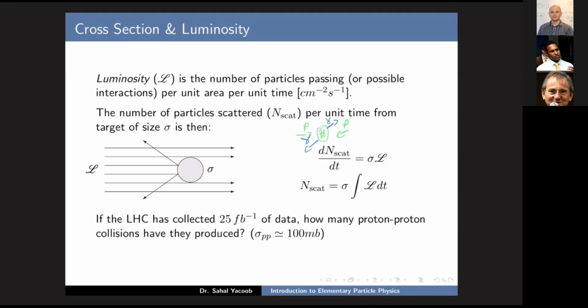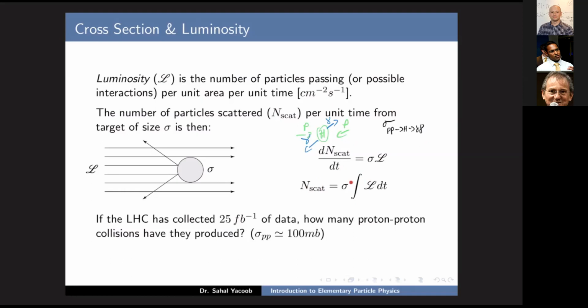Then if we want to calculate the number of these events we're going to get, we would take sigma pp to Higgs to gamma gamma, which is something we can calculate. And if we multiply this cross section by the luminosity, we'll get the number of this type of process per second. And then if we integrate that over time, we'll get the total number of events of that type.